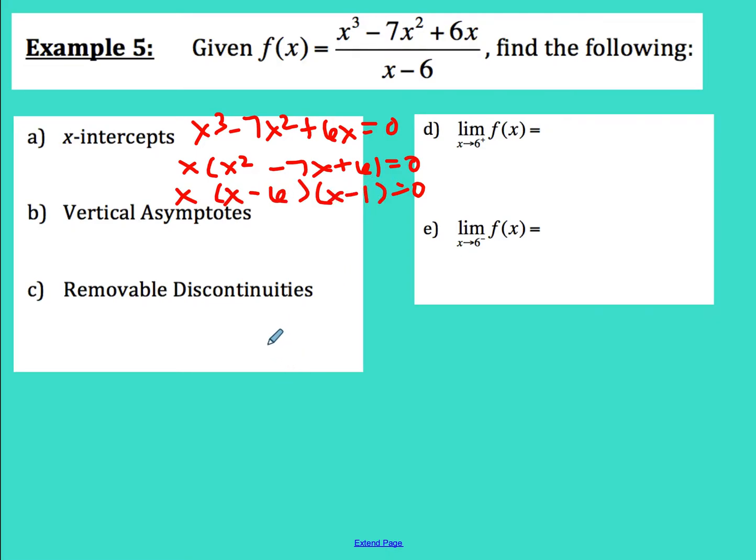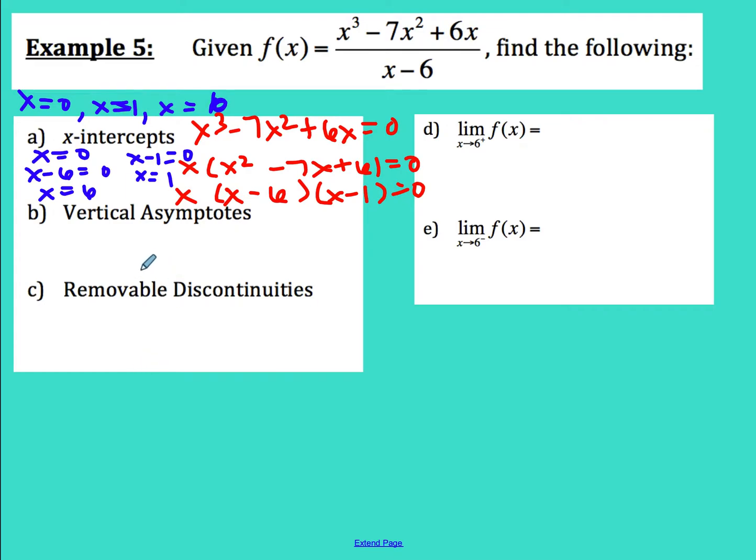So I would set all of those factors equal to 0. So I have x equals 0, x minus 6 equals 0, so x equals 6, and then x minus 1 equals 0. So I get x equals 1. So my x-intercepts are x equals 0, x equals 1, and x equals 6.